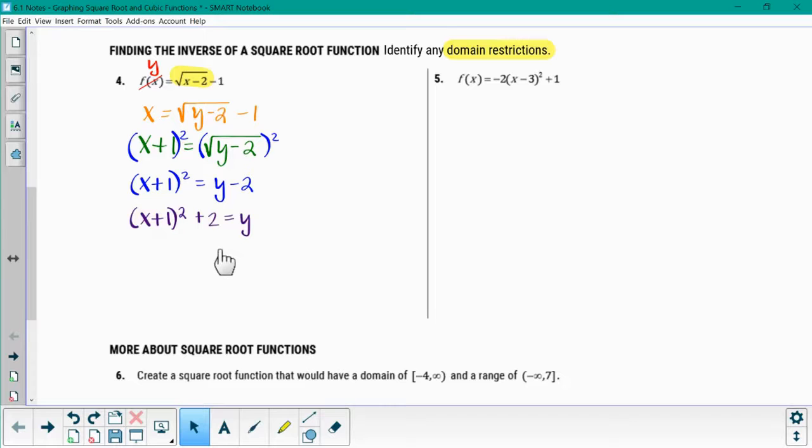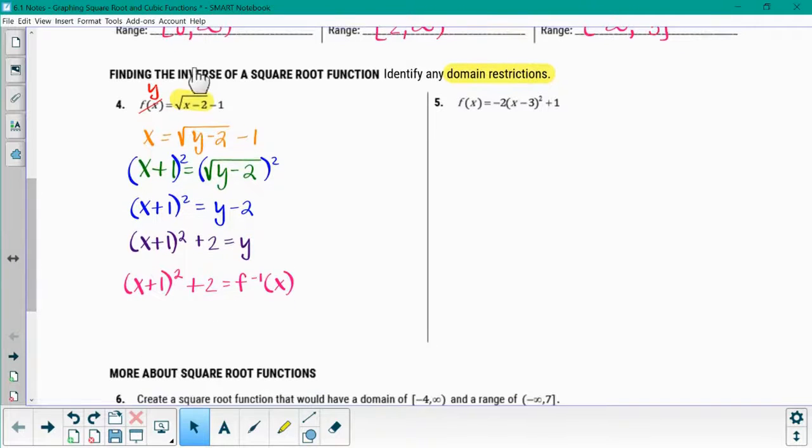Now, for proper function notation, we are going to want to rewrite y so that it is f inverse of x. Now, again, anytime I start with a square root, I have a domain restriction. My answer is almost complete, but not quite. Remember that with an inverse, domain and range switch.